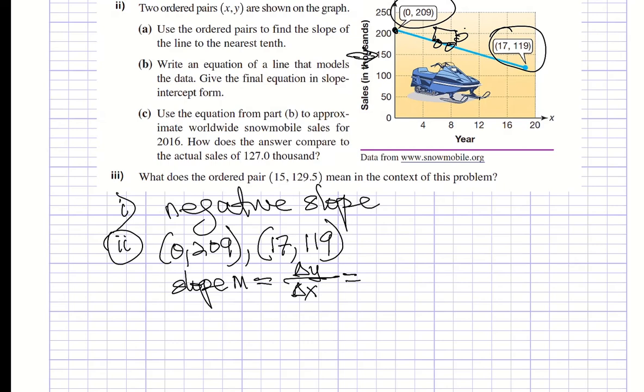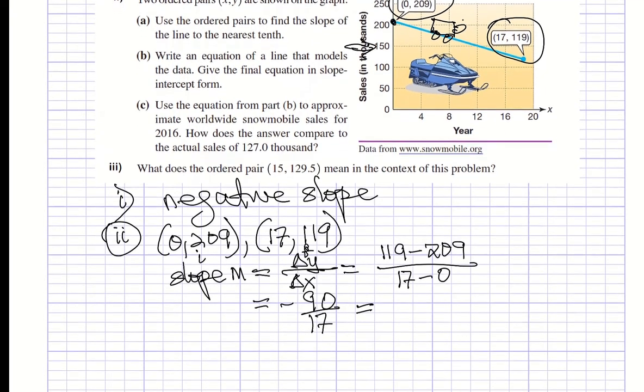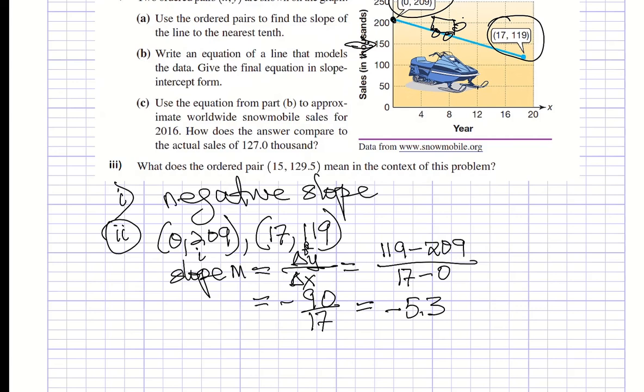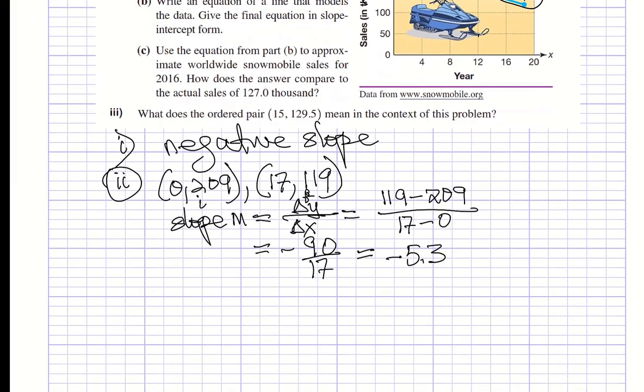You do that, you get final minus initial. We'll say 119 minus 209 over 17 minus 0. What do you get there? You're going to get a negative number, negative 90 over 17, okay? If you do that out, you get about minus 5.3. You can check that using whatever you want. Actually, it's 5.29, but 5.3 is okay. So that's the slope. We got the slope, right?